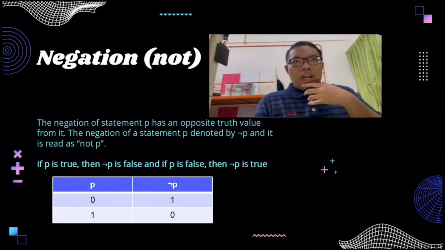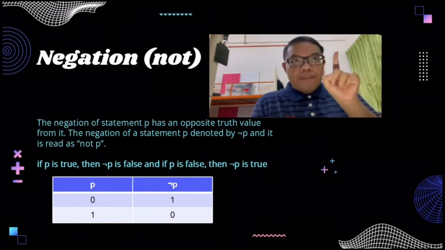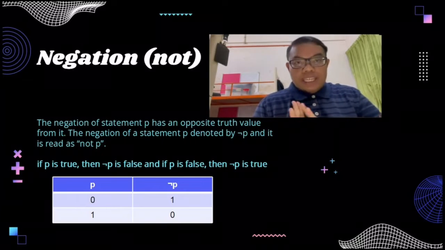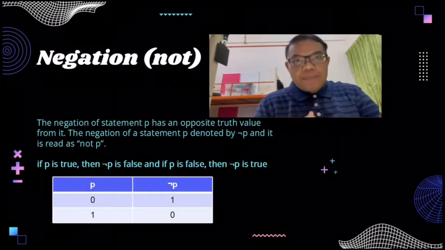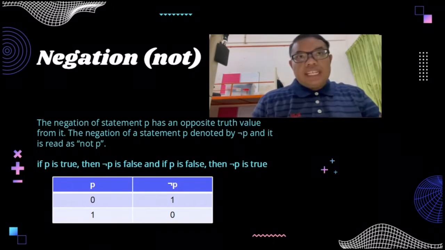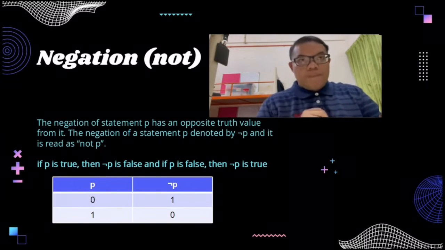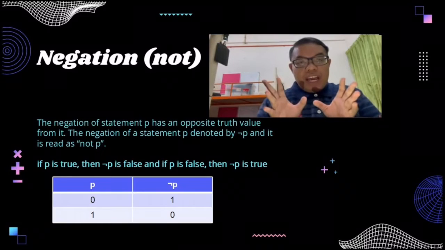So the negation of a statement P, denoted by that symbol, I have prepared in my slide, and it is read as not P. This is the theorem: if P is true, then the negation of P is false, and if P is false, the negation of P should be true. That means they have different meaning.